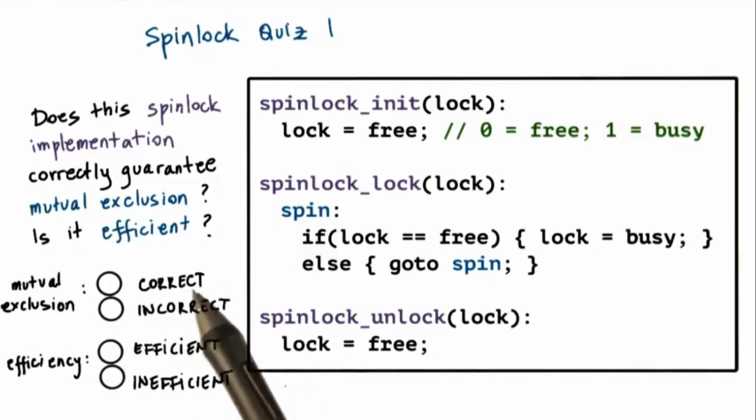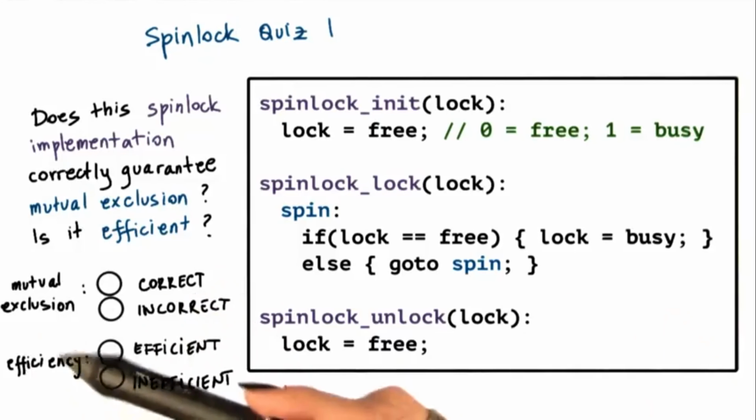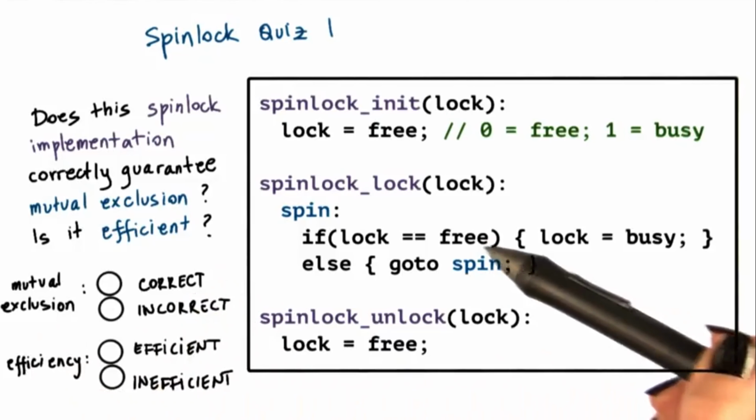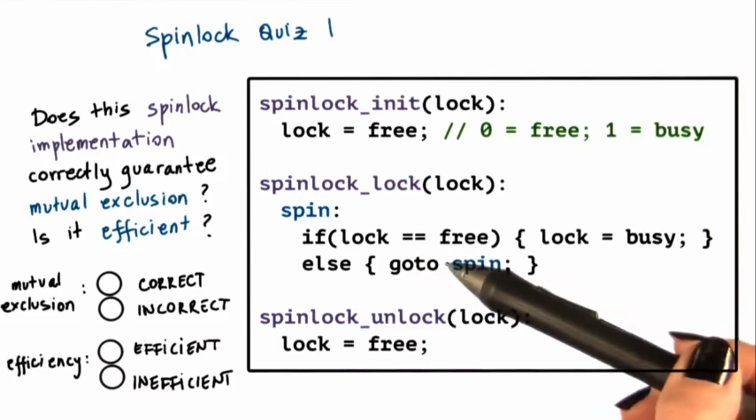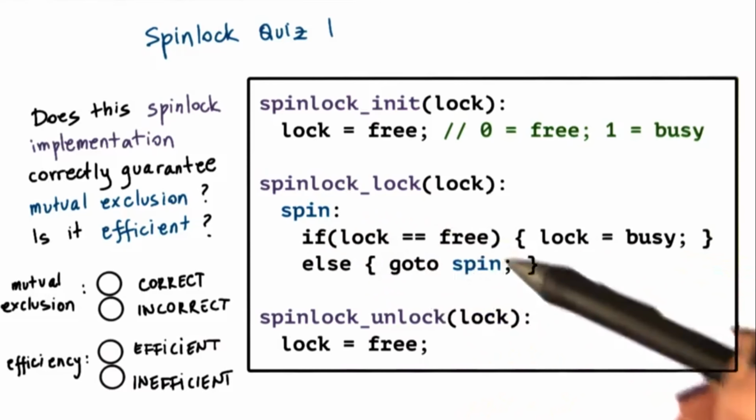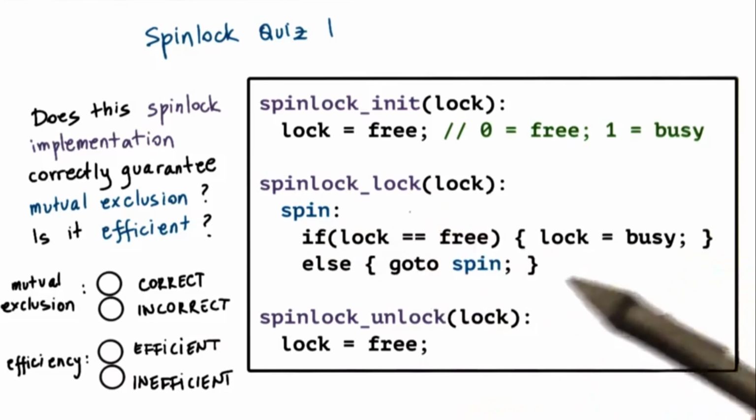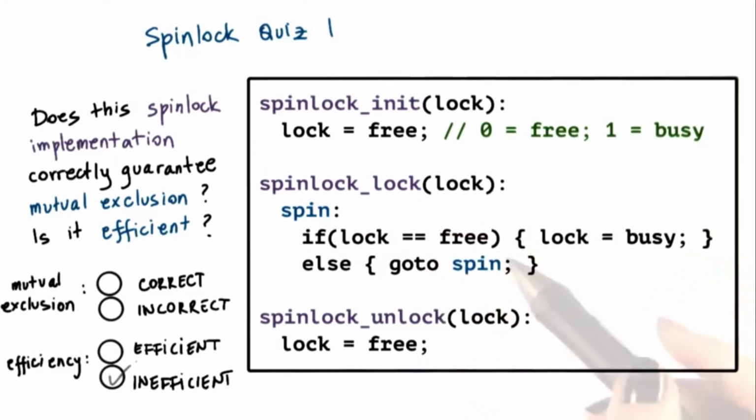Before we talk about the correctness of the mutual exclusion, let's take a look at the efficiency factor. So this go to spin statement, as long as the lock is not free, this means that this cycle will repeatedly be executed, and this will waste CPU resources. Therefore, from an efficiency standpoint, this is not an efficient implementation. It's inefficient. But efficiency aside, this solution is also incorrect.